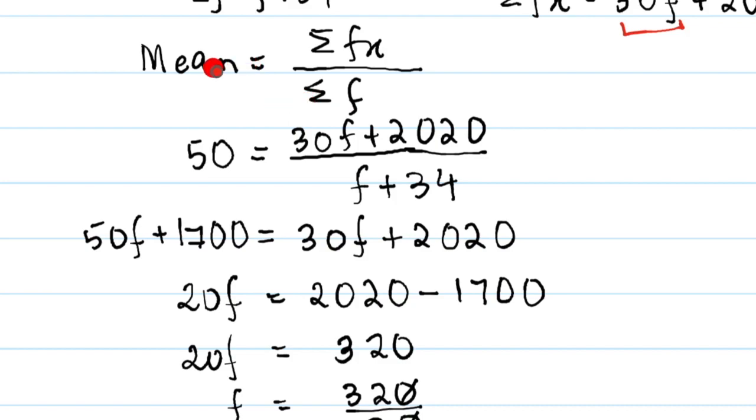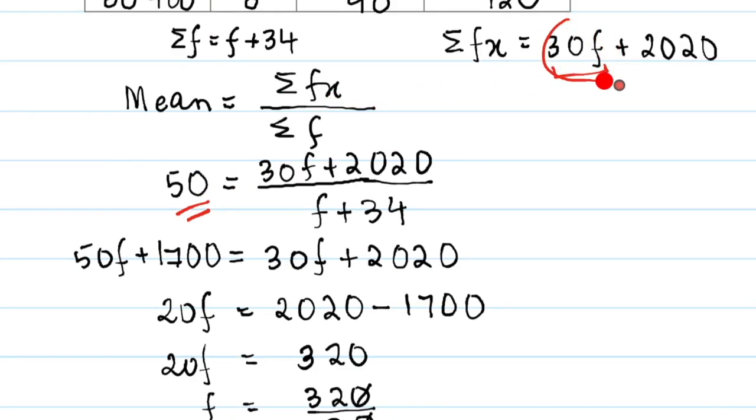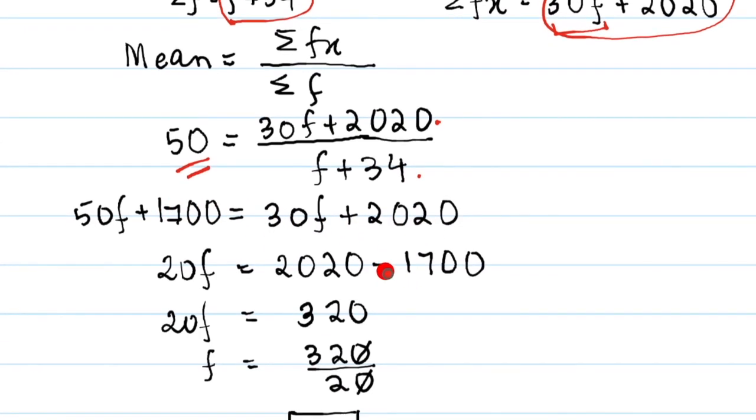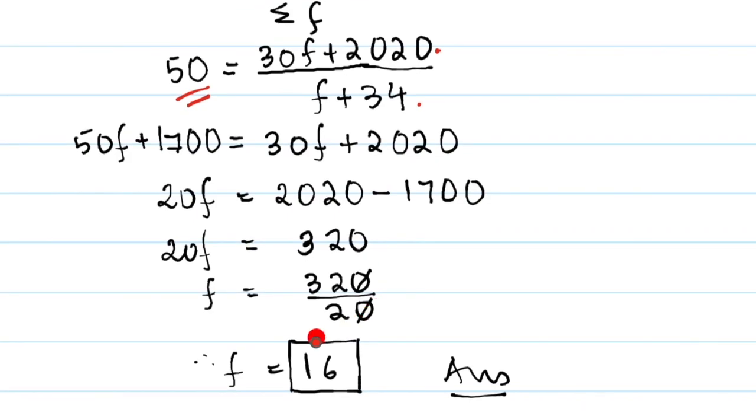Okay, mean value is sigma fx upon sigma f. All we have to do is substitute for mean 50. Sigma fx is this value here, and sigma f is this value, that is here. Cross multiply and solve it, and you get f as 16.